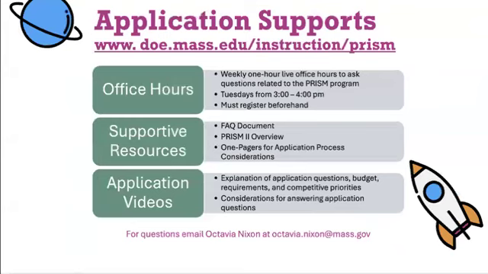As a reminder, the PRISM II grant application is due on May 19th. Applications submitted via email or submitted after 5 p.m. on May 19th will not be considered.